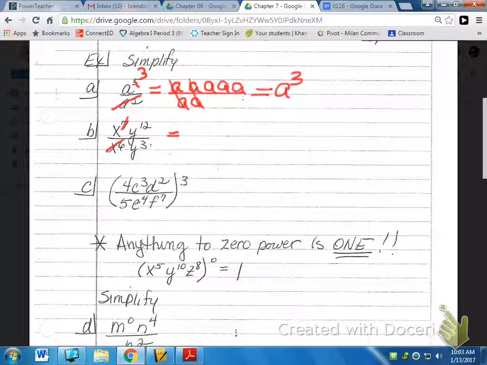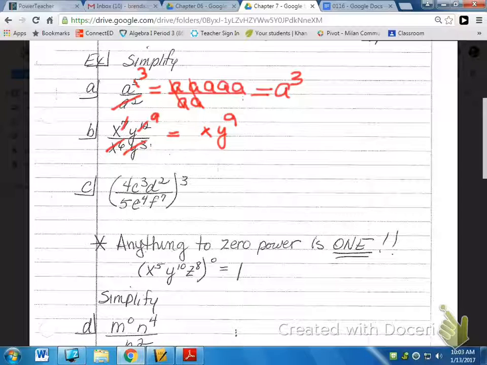And then my y's, how many can I take out? 3. So all of them are gone on the bottom, and my 12 becomes a 9. So my final answer, Jared, would be what? x y to the 9th. All right.